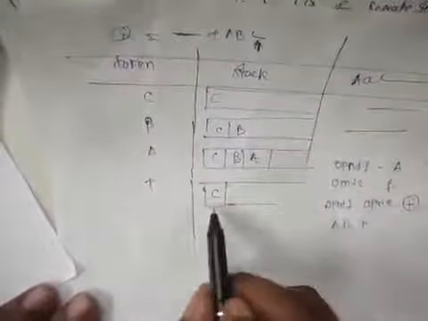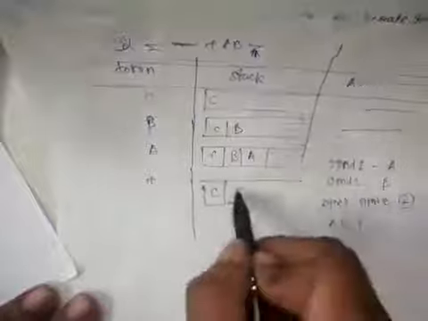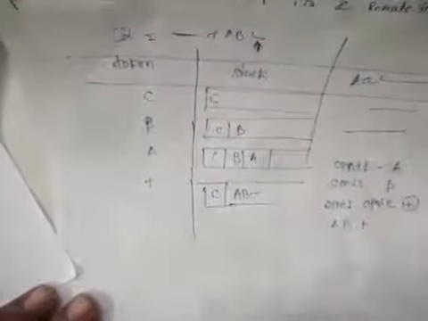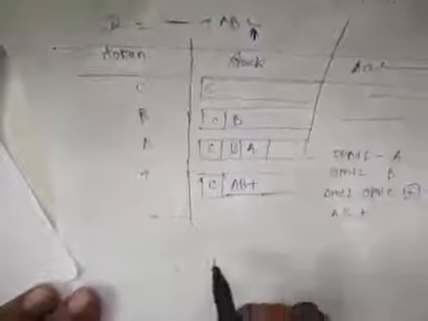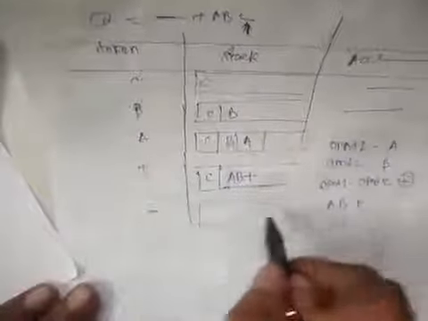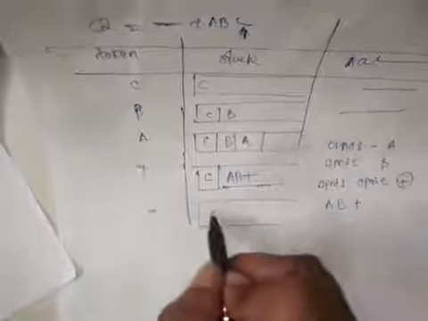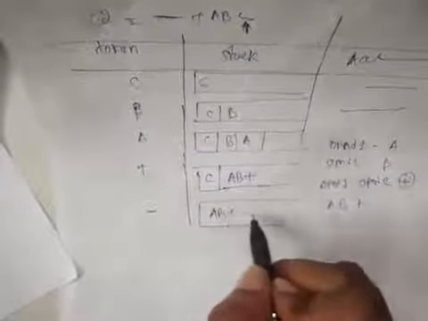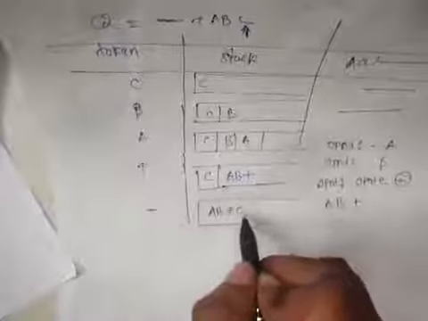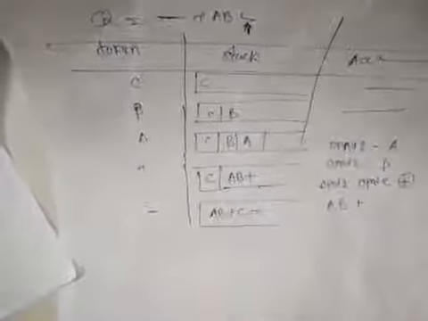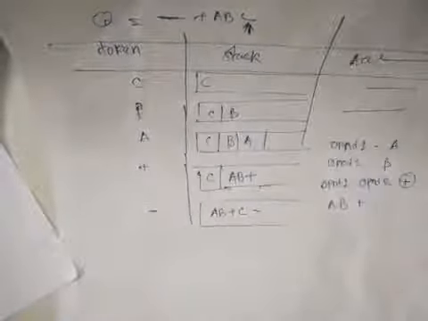The stack has C already, and A, B plus. The next token is what? Minus sign. Again what are we going to do? We are going to do the same thing. A, B plus, then C minus. So this is your final result.